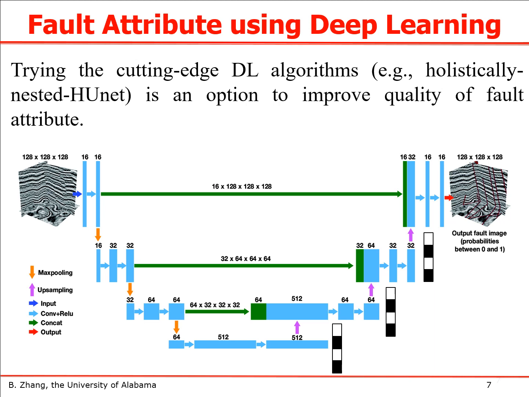A lot of researchers try to find ways to improve the accuracy of predicted faults. Trying cutting-edge deep learning algorithms is one option. In these slides, I show one of the cutting-edge deep learning algorithms. The name of this algorithm is holistically nested U-Net. In abbreviation, I name it HU-Net.